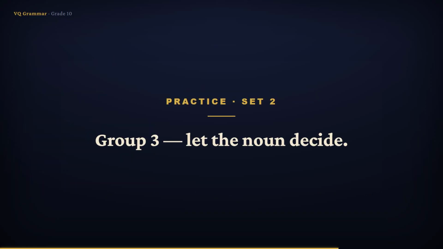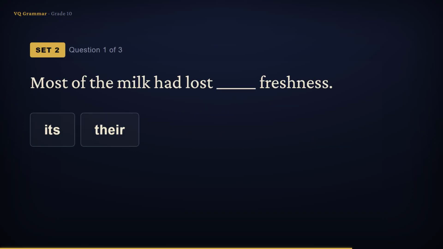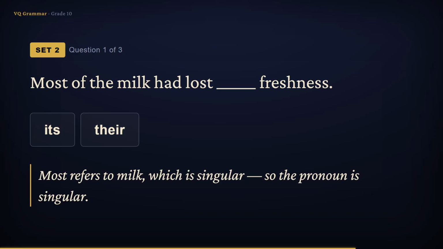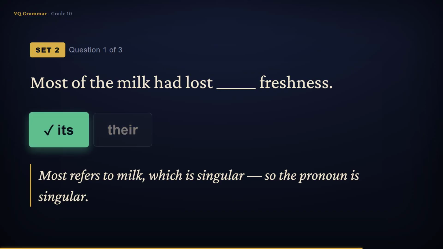Now every antecedent comes from group 3: some, all, any, none, or most. This time, you must look inside the prepositional phrase and let the noun there decide the number of the pronoun. Pause and try each one before I answer. Most of the milk had lost blank freshness. Most is a group 3 word, so look at the noun it points to, milk. Milk is singular, one body of it, so the pronoun is its.